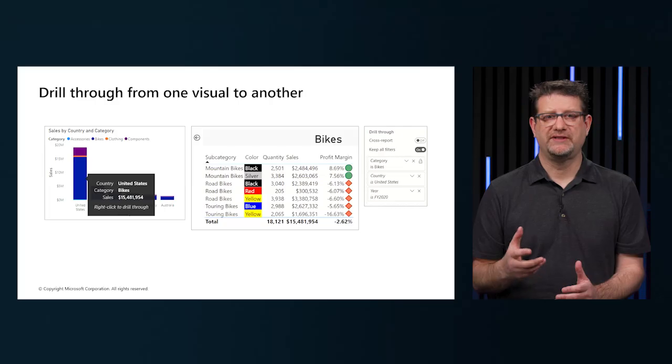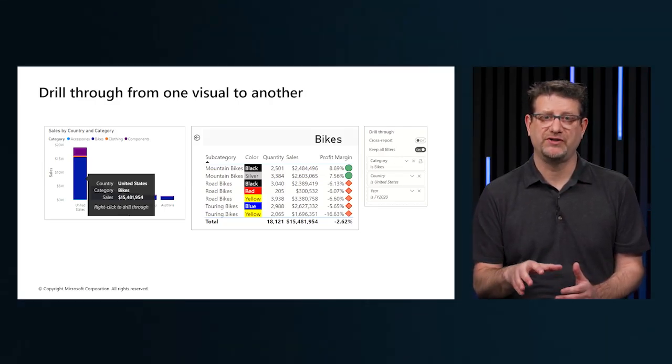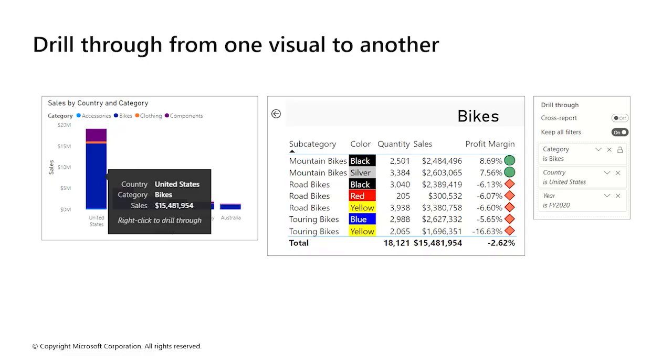Now that we have the drill through settings, we keep all filters on, and the filters from the initial visual: category equals bikes, country region equals United States, and year FY 2020, which was from the slicer.